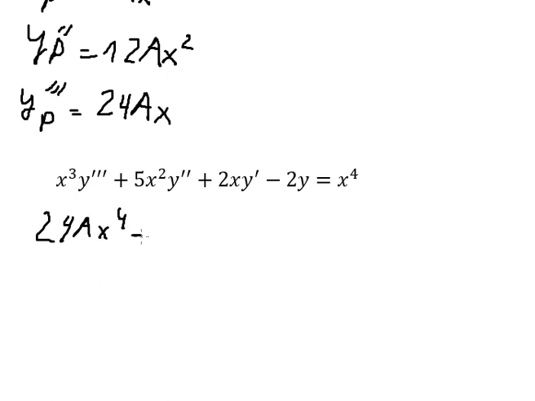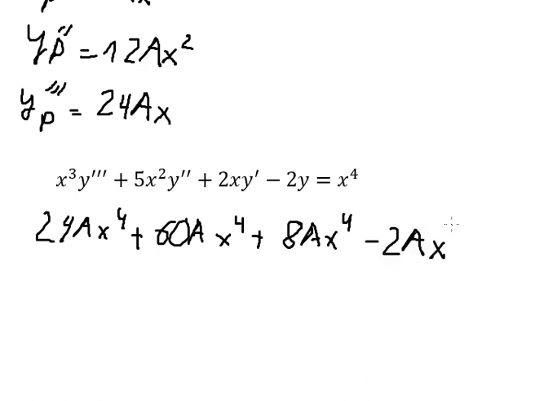So we will have 24As to the power of 4 plus 5 with 12, you got 60As to the power of 4. The next one, 2 with 4, we have 8As to the power of 4. And the last one, that's negative 2As to the power of 4. Now we simplify everything in here, and we got 90As to the power of 4 equal to s to the power of 4.